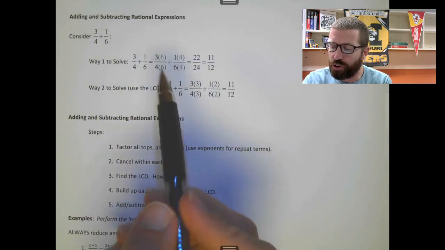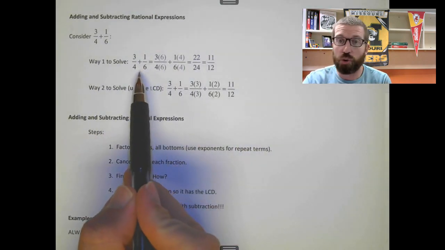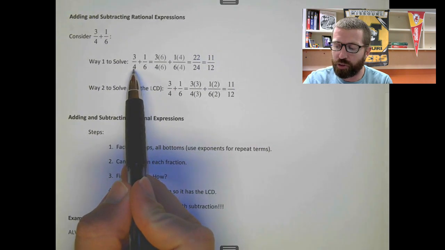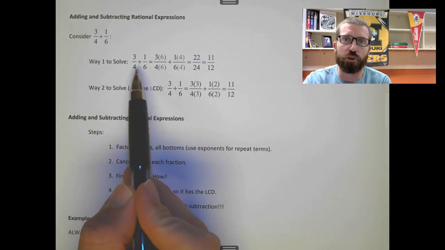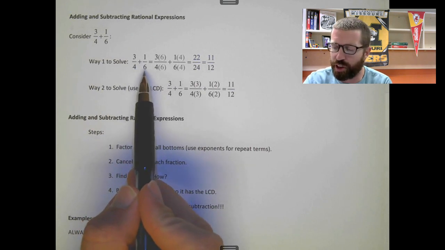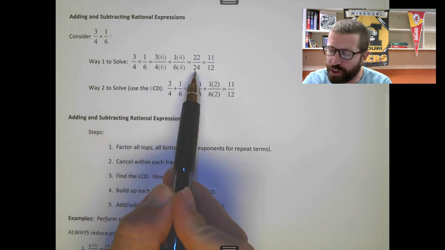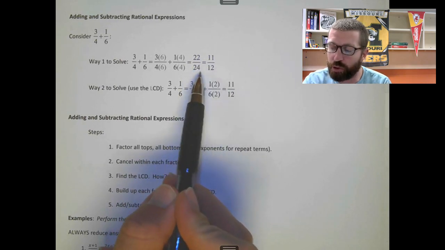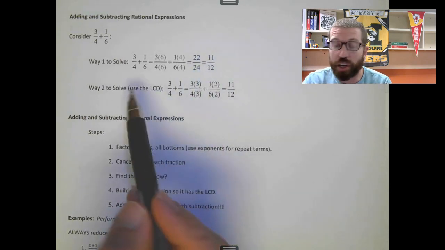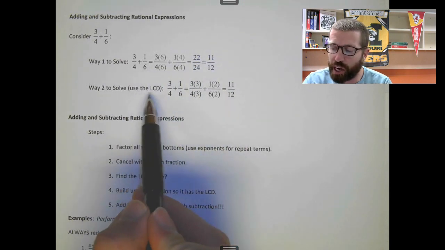Well, there's a couple ways to do that. One is just to multiply the left side by the right side and the right side by the left side, or the first fraction by the second and second by the first. And so if you do that, then you get 24 on bottom for your common denominator, 22 on top, and then reduce. The other way to solve is to look for a least common denominator.